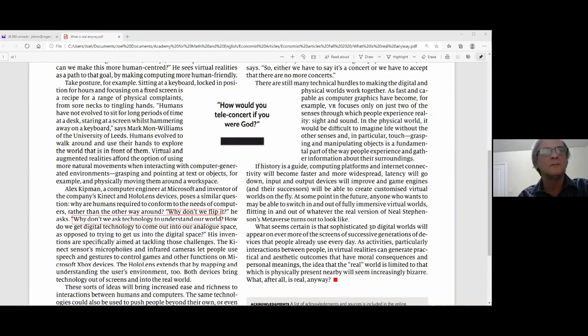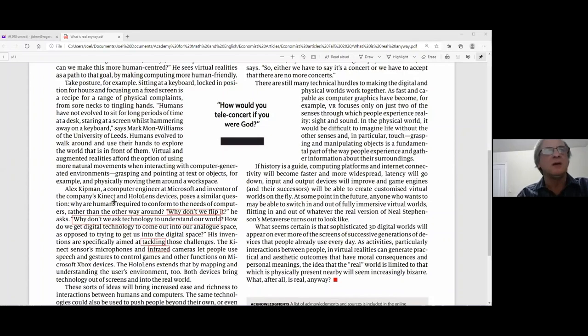His inventions are especially aimed at tackling those changes. The Kinect sensors, microphones, and infrared cameras let people use speech and gestures to control games and other functions on Microsoft Xbox Live. The HoloLens extends that by mapping and understanding the user's environment. Improvements in those devices bring technology out of screens and into the real world.